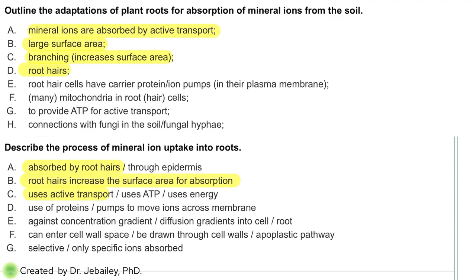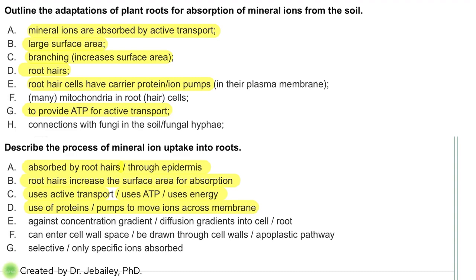So when we talk about root hairs, it's just like the hyphae. Root hair cells have carrier proteins or ion pumps. Uses protein pumps to move ions because, again, pumps are active transport. Obviously, they will need mitochondria for ATP, but it doesn't say here in the bottom about mitochondria. To provide ATP for active transport, so it uses ATP. Connections with the fungi. Like I told you, the fungal hyphae, does it say anything about fungal hyphae here? Nope. So these are the only things they have in common between the two of them.